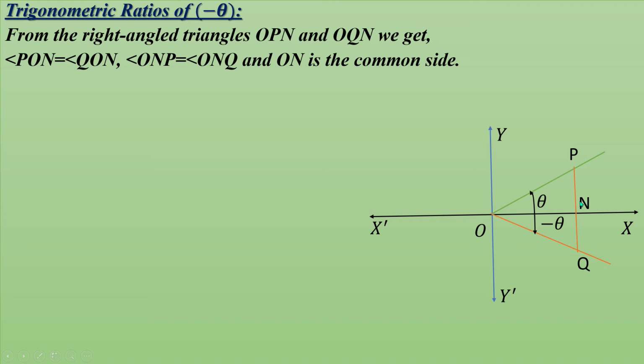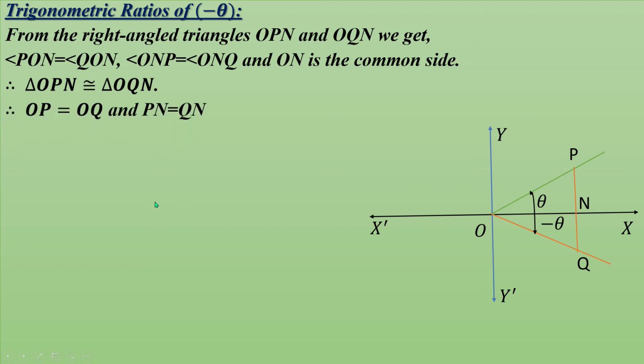That means this angle is equal, and also angles ONP and ONQ are both right angles, equal, and ON is a common side. So these triangles are congruent. As a result, PN equals NQ and OP equals OQ. And from the triangle OPN we know the six trigonometric ratios.